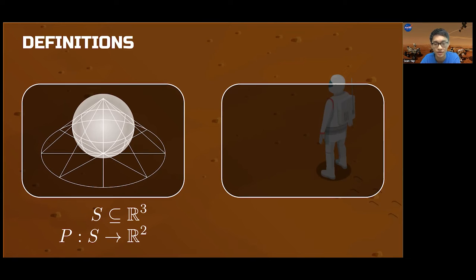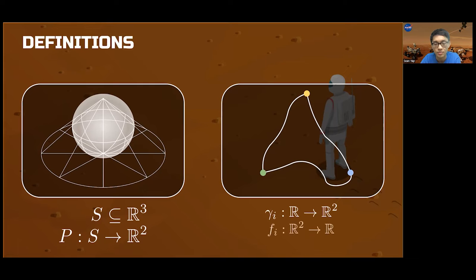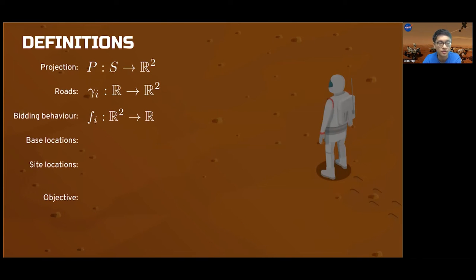After projecting the surface of Mars onto a plane, we can represent the projections of each of these 3 roads with a parametric curve gamma. Similarly, we can model the bidding behaviors for each of the bases with functions that take in some coordinate on the plane as an input, and then return a value that represents the amount that the base would bid for a given location. With these functions, we will also need to consider introducing notation for some of their potential outputs. These would be the coordinates of the base locations and site locations.